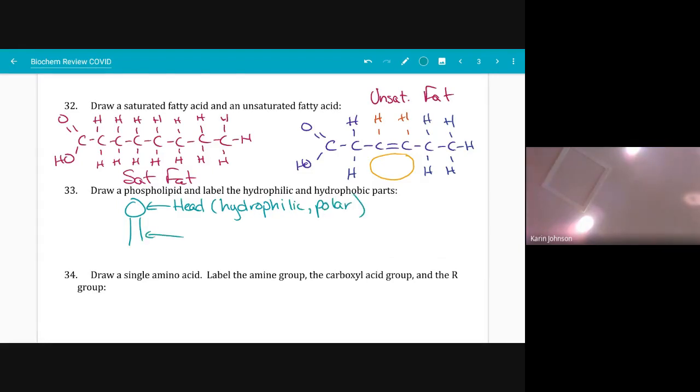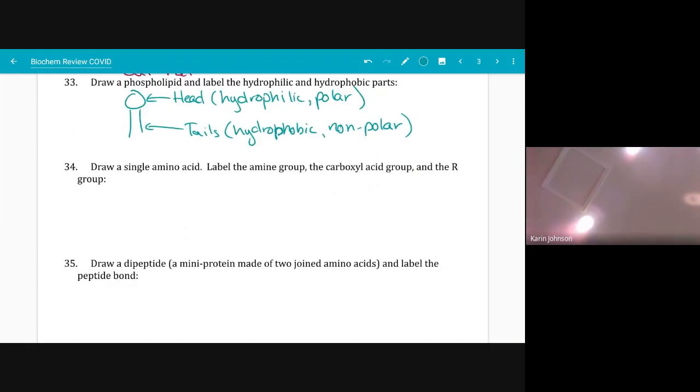And then the tails are hydrophobic. They don't like water because they are nonpolar, so they are repulsed by water, and so they are hydrophobic. They push away.